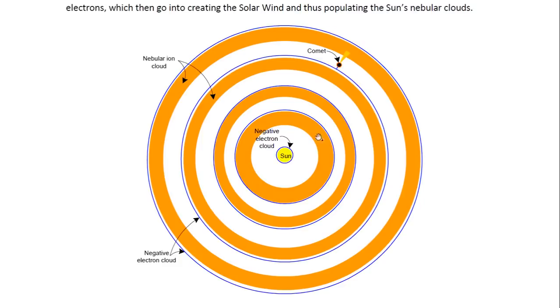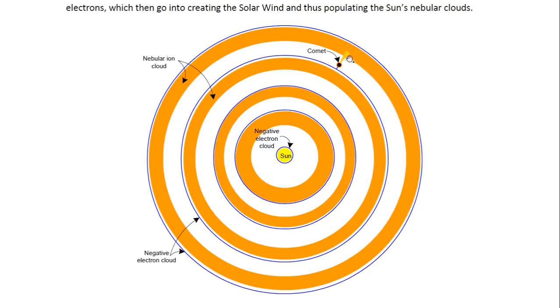You're supposed to have a positively charged nebula cloud made out of positive ions, and then after that an electron cloud, and all of them are supposed to be like that. We know from the Earth's Van Allen belts that that's the normal structure.